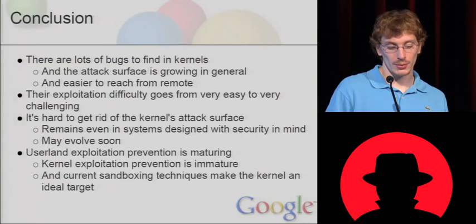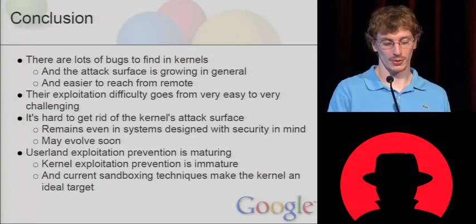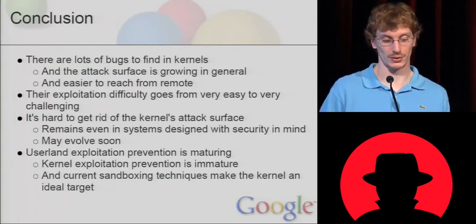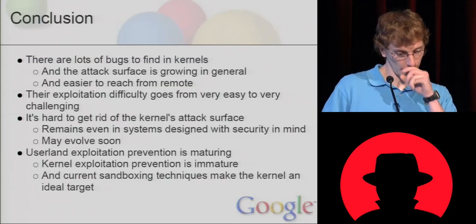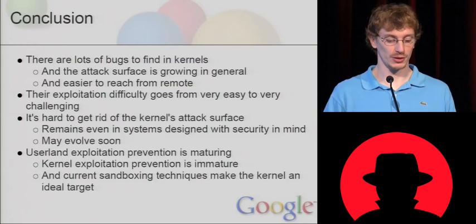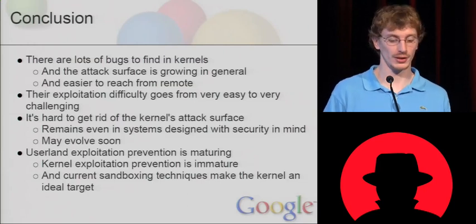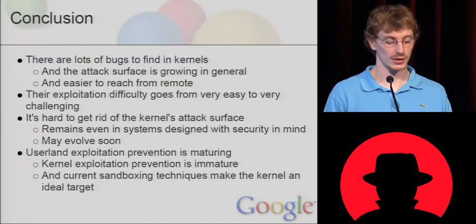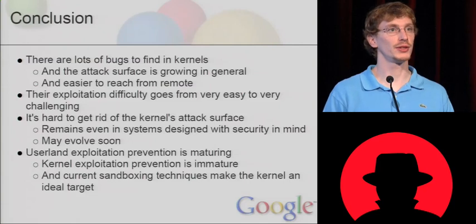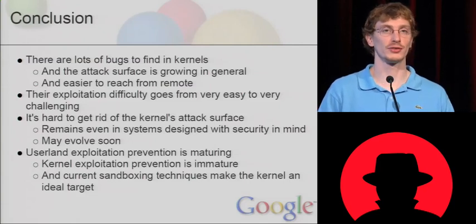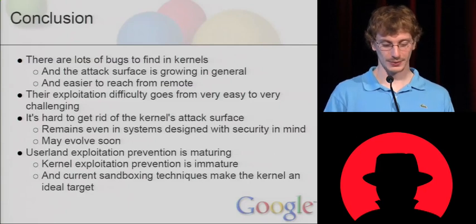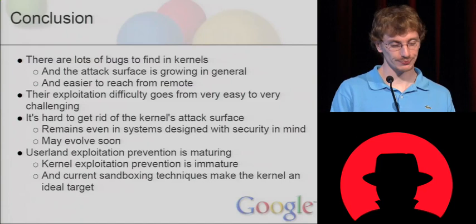So we're hoping that Microsoft will have some kernel attack surface reduction facilities soon in Windows. We'll see how it goes. Also, you can really say that user-land exploitation prevention is kind of mature, but in terms of kernel exploitation prevention, it's really at its beginning. And all the current sandboxing techniques you see in Google Chrome, now in Microsoft Office, soon in other products, really make the kernel an ideal target.